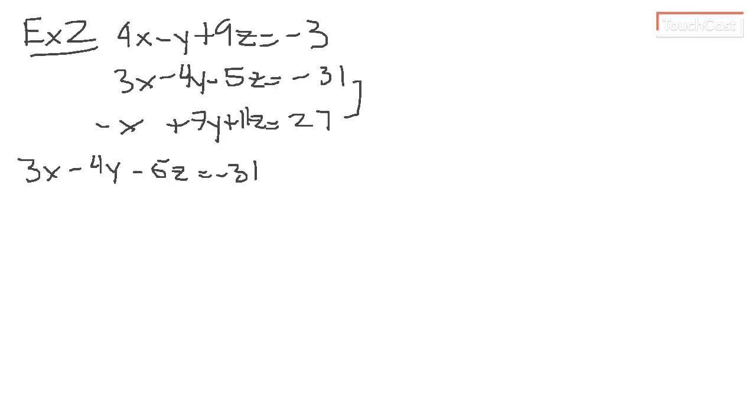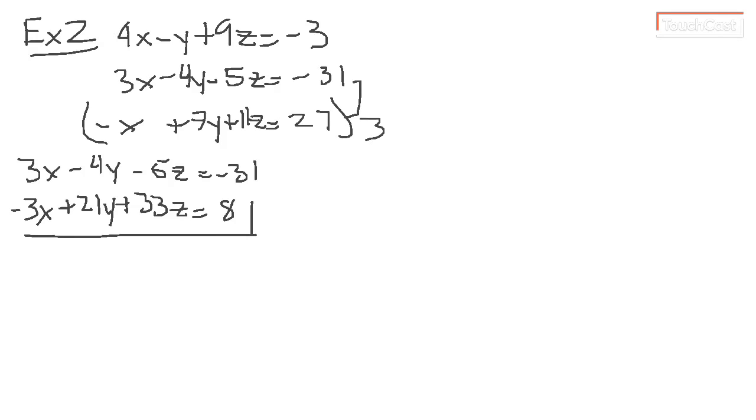Now our goal when we're eliminating x in those bottom two equations is that the number in front of x should be the same but opposite. So the coefficient should both be 3, but we should have a 3 and a negative 3. So I'm going to multiply that entire third equation by 3. So we're going to have negative 3x plus 21y plus 33z equals 81.